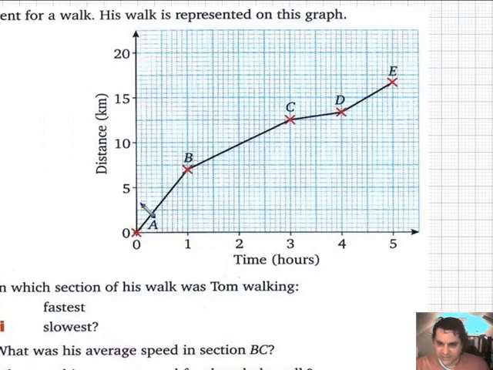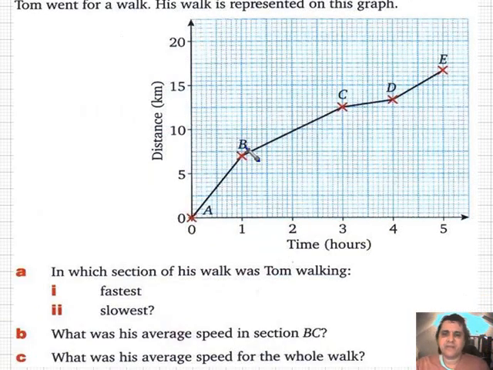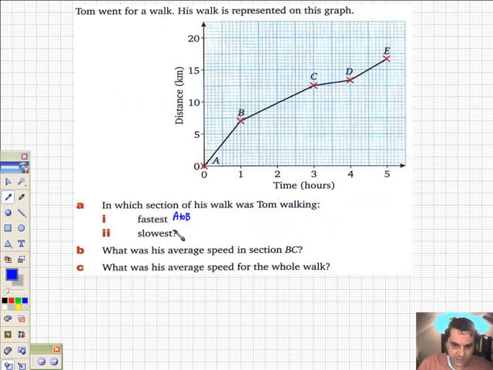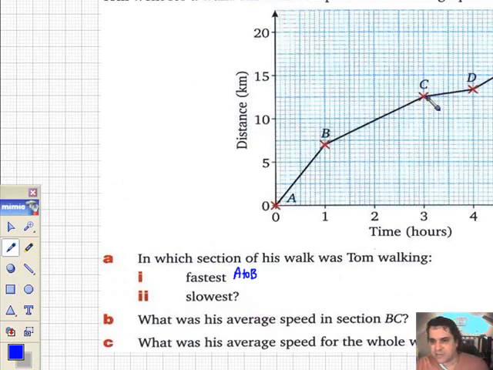Well, the choice is that part or that part. We're looking for the steepest part, because if you're going for the steepest part, then you cover the greatest distance in the least time. And I can see that the section A to B is steeper than the section from D to E. So I'm going to call it A to B. And the slowest, the least steep, is between C and D, therefore that's the slowest speed. So C to D.